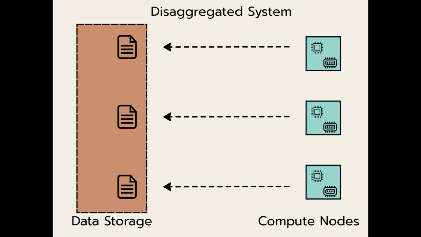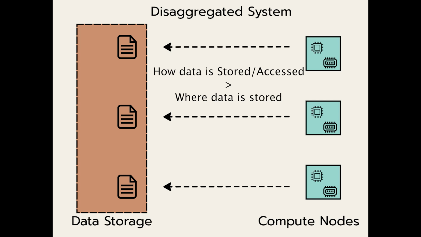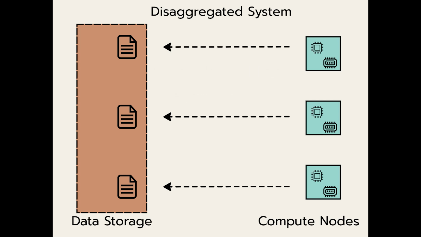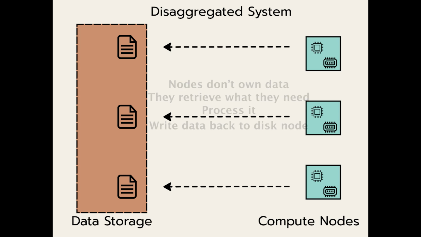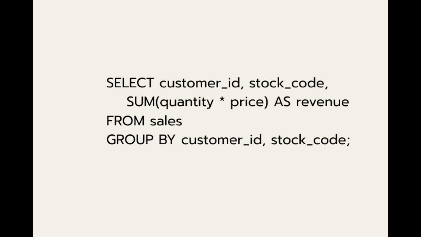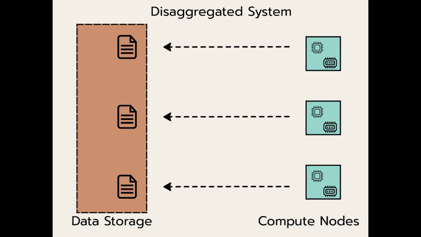In a disaggregated cloud system, partitioning works a bit differently. Instead of focusing on where the data is stored, we care more about how it's stored and how it's accessed. Since cloud storage is separate from compute, individual nodes don't own specific data permanently. They retrieve what they need, process it, and write it back. For our query, the system follows a rehashing strategy.